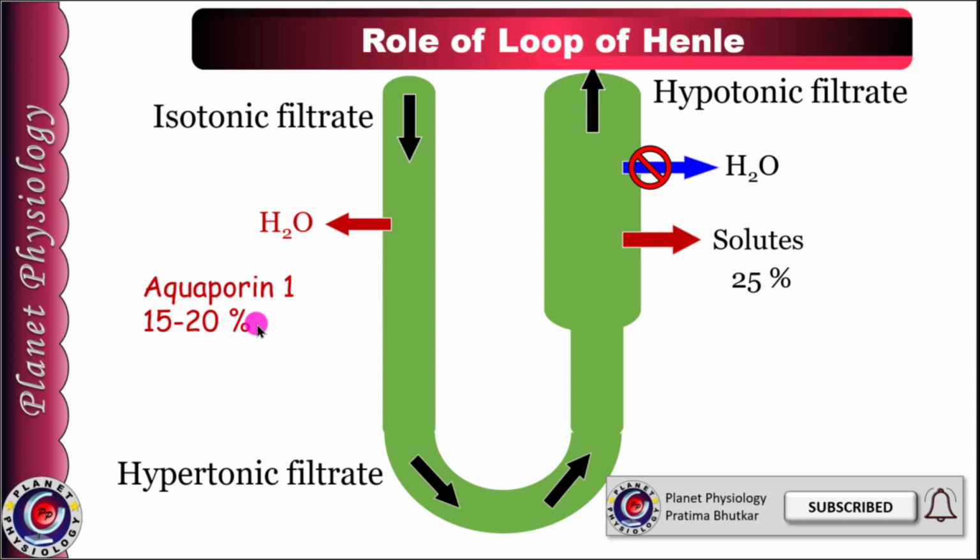It reabsorbs about 15 to 20% of the filtered load of water. Sodium, potassium and chloride are co-transported out of the thick ascending segment, while magnesium and calcium are reabsorbed by the paracellular route. This segment is totally impermeable to water and hence the filtrate gets diluted. About 25% of the solutes are reabsorbed by the loop of Henle's thick ascending segment.